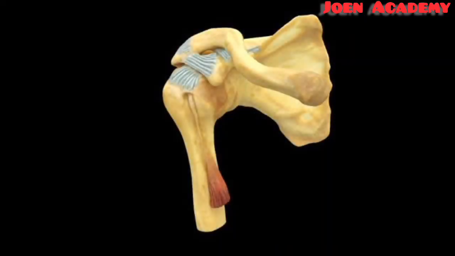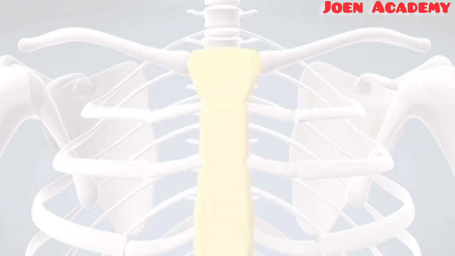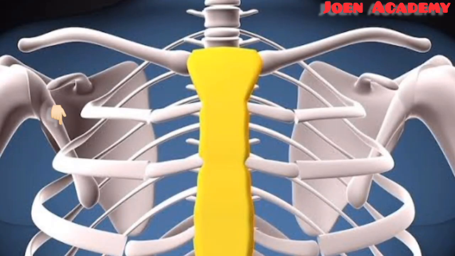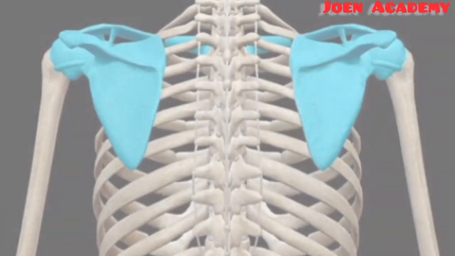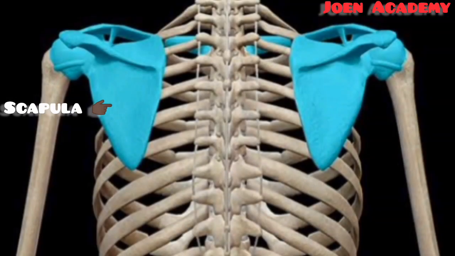The clavicle is a slender, S-shaped bone that connects the sternum to the scapula anteriorly. The common name for the sternum is the breastbone. As for the scapula, it is a flat bone that is triangular in shape. It is located on the back of the shoulder. It provides attachment sites for various muscles that are involved in arm movement.